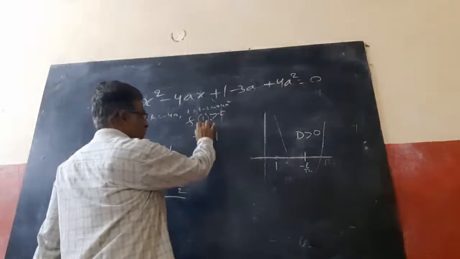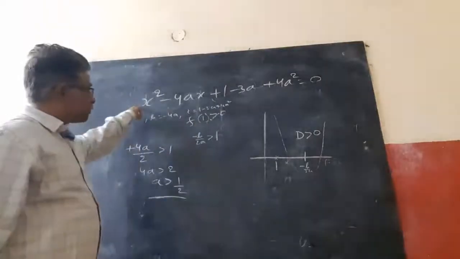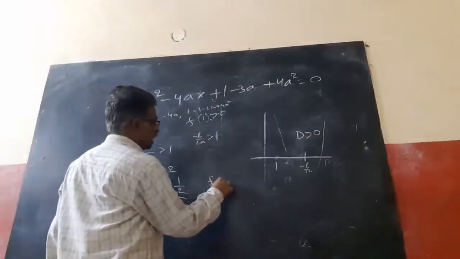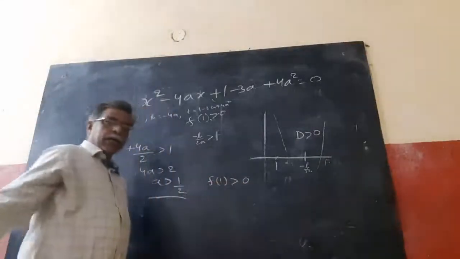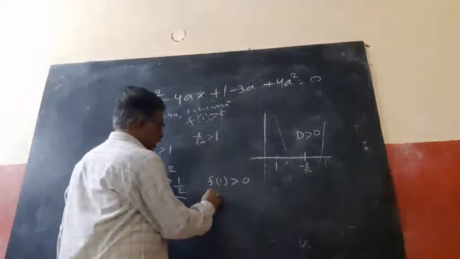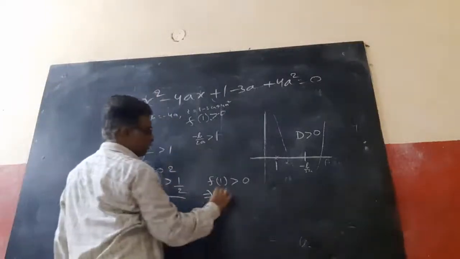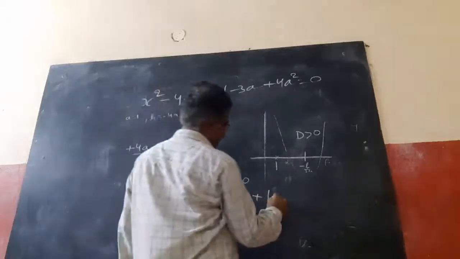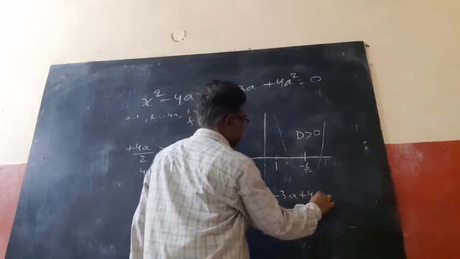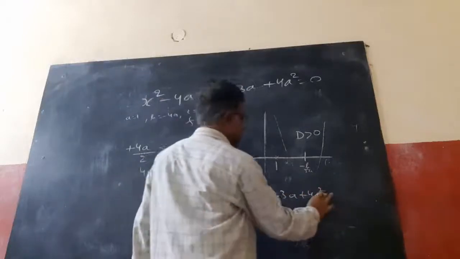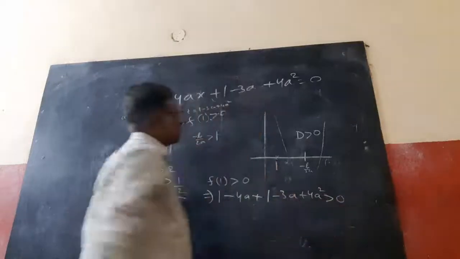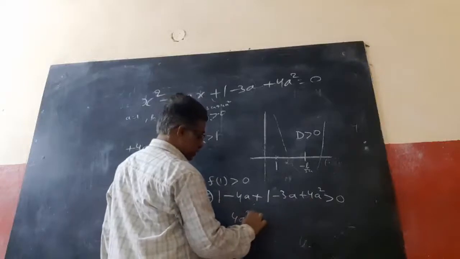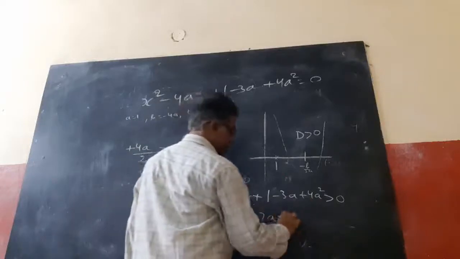Second thing, f of 1 greater than 0. Means if I substitute 1 in place of x, that must be greater than 0. Substituting here, 1 minus 4a plus 1 minus 3a plus 4a square is greater than 0. This is f of 1 greater than 0. Simplifying this, 4a square minus 7a plus 2 greater than 0.